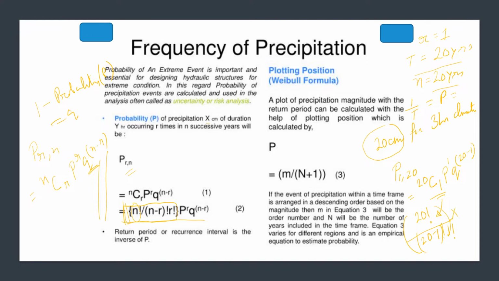And what is your P to the power 1? I have already said P is equal to 1 by T. Your return period is already given. This is 20 years. So your P to the power 1 will be 1 by 20. Correct? And this Q to the power 20 minus 1 will be nothing but (1 minus 1 by 20) to the power 19. Now you solve this, and then you will find your desired value or desired variable. Correct?